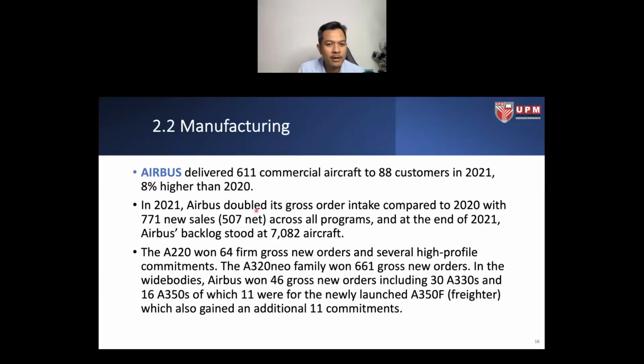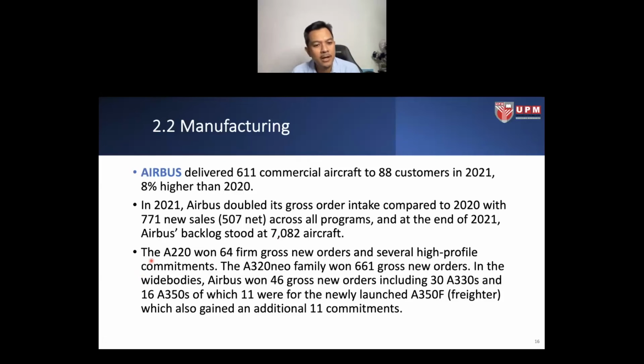And in 2021, Airbus has doubled its gross order intake compared to 2020, with 771 new sales, which is a total of 507 net across all programs. And at the end of year 2021, the Airbus backlog stood at 7,082 aircraft. This is backlog, meaning the number of aircraft not yet delivered, even though there are orders, right? So new orders come in, new sales come in 2021, right? So the total backlog is already 7,000 plus, right?